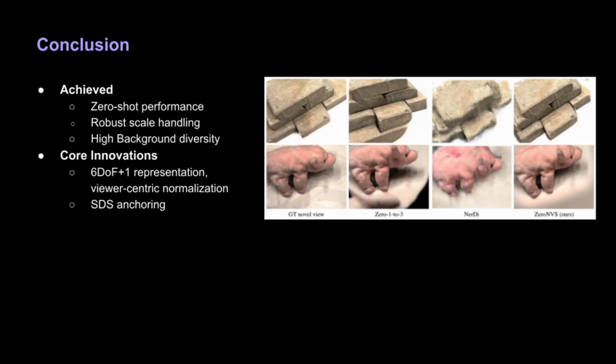To conclude, ZeroNVS has achieved strong zero-shot performance, robust scale handling, and high background diversity. The core innovations include the better camera conditioning by 6 degrees of freedom, plus field of view representation, and the viewer-centric normalization, and the SDS anchoring to help with background diversity.